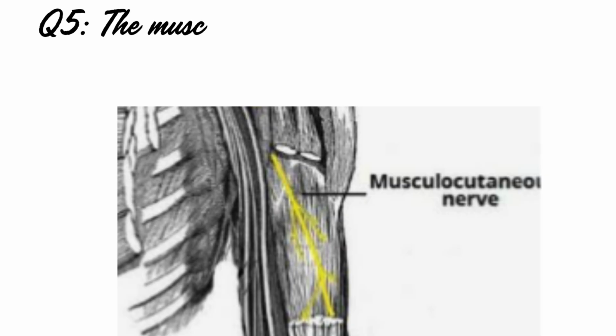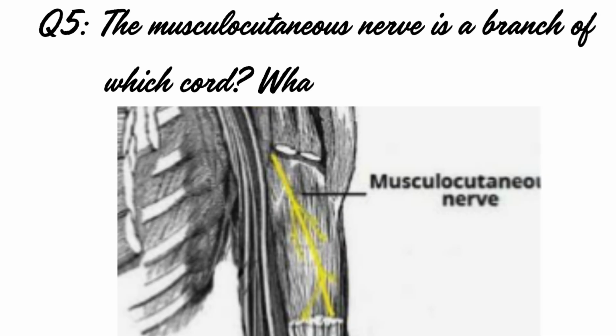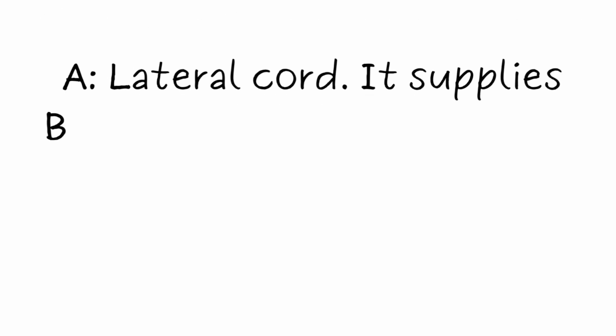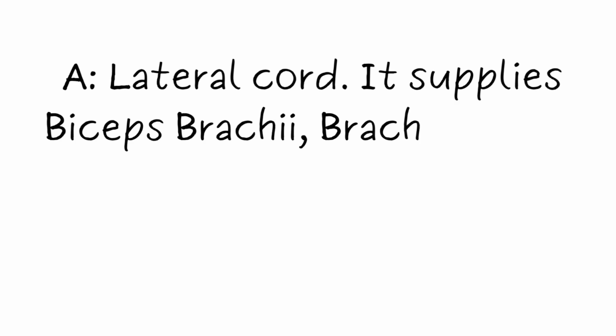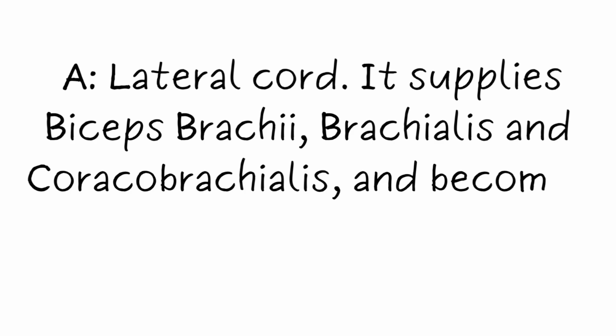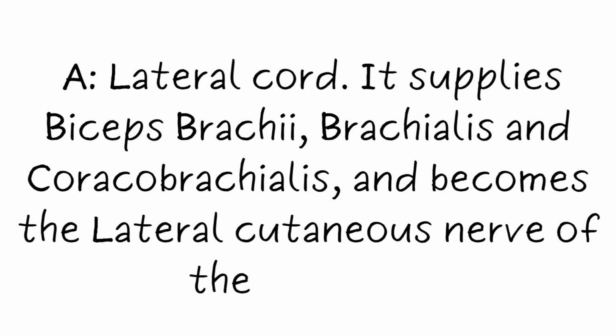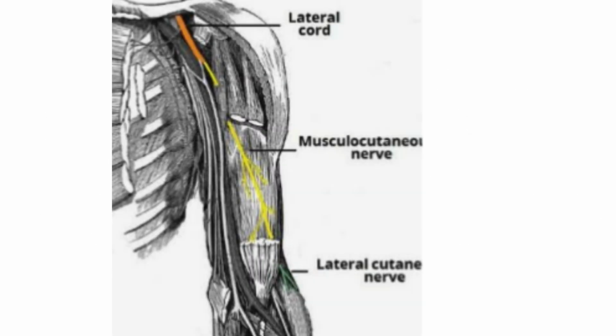Question 5. The musculocutaneous nerve is a branch of which cord? What does it supply? The answer? It is the branch of the lateral cord. It supplies biceps brachii, brachialis, and the coracobrachialis. This nerve becomes the lateral cutaneous nerve of the forearm.